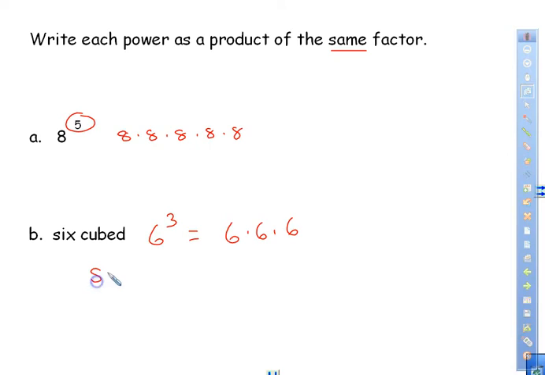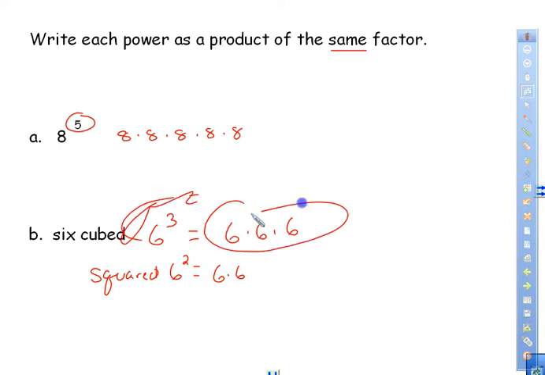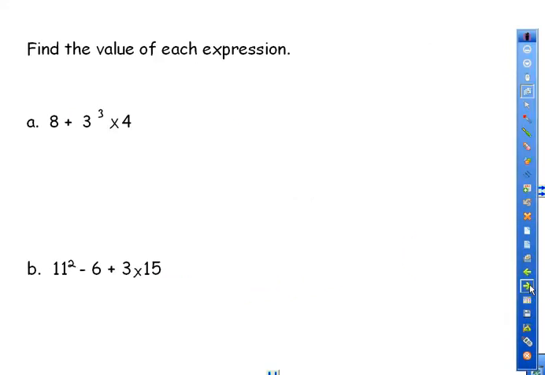Okay, remember, squared is 6 to the 2nd power, which would have been just 6 times 6. Okay, this, whoops, right here what I have circled, that is your answer to 6 cubed. Let's look at the next one. It says find the value of each expression. Go ahead and hit pause and solve this.